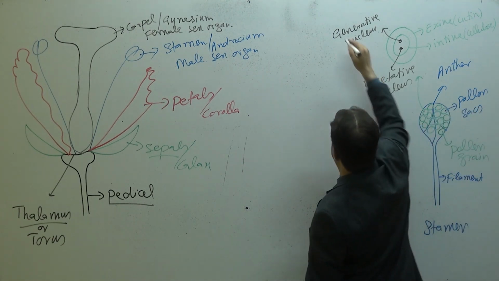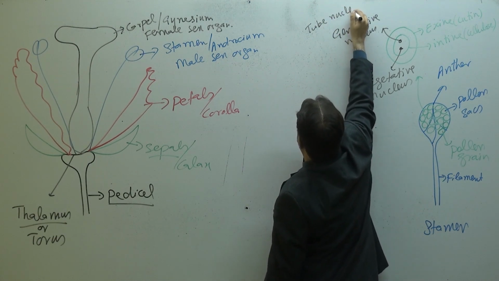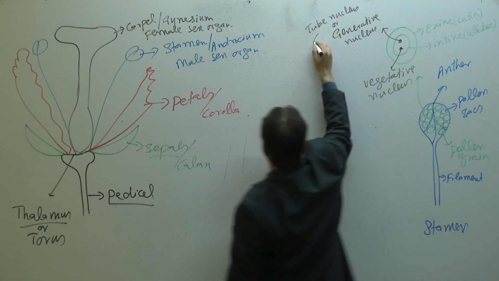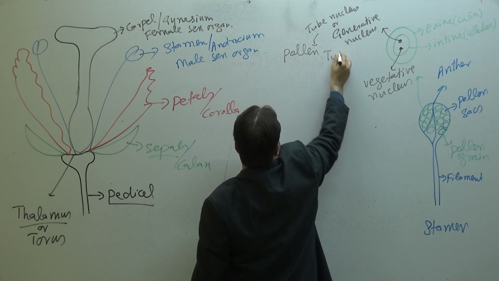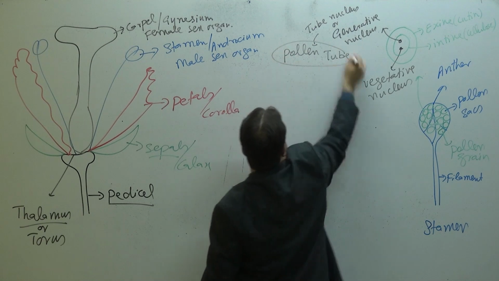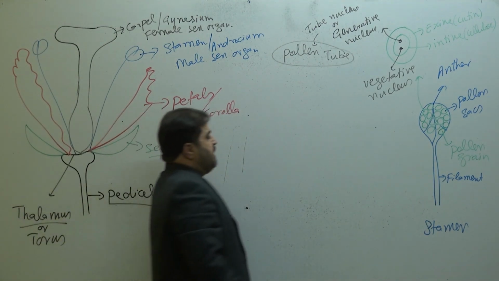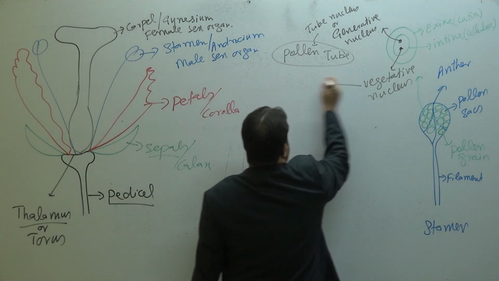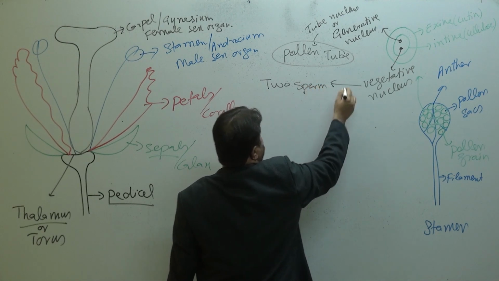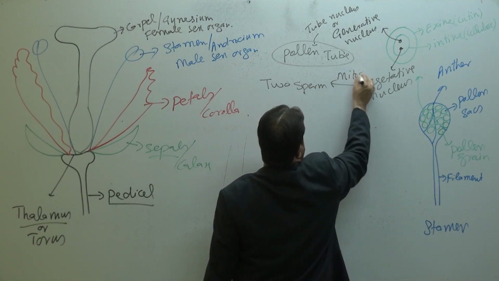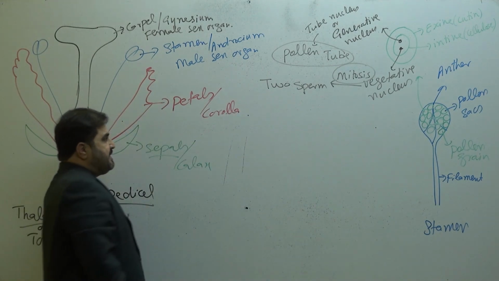Now this generative nucleus is also called the tube nucleus. This tube nucleus is used for the production of the pollen tube. And this pollen tube is used to transfer the sperm into the female sex organ. The vegetative nucleus later on gives rise to sperm by the process of mitosis.